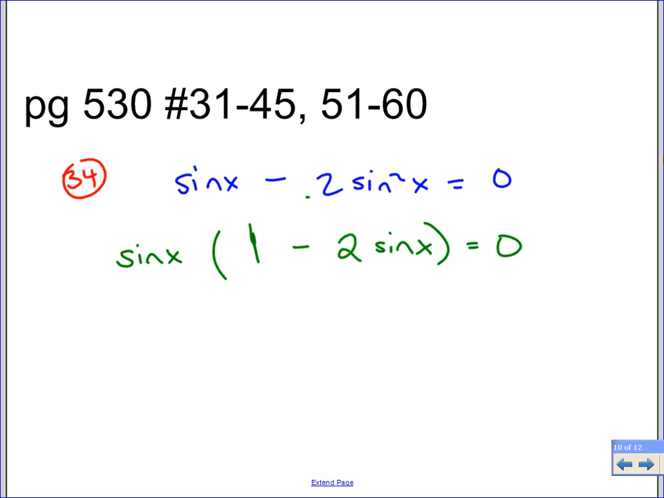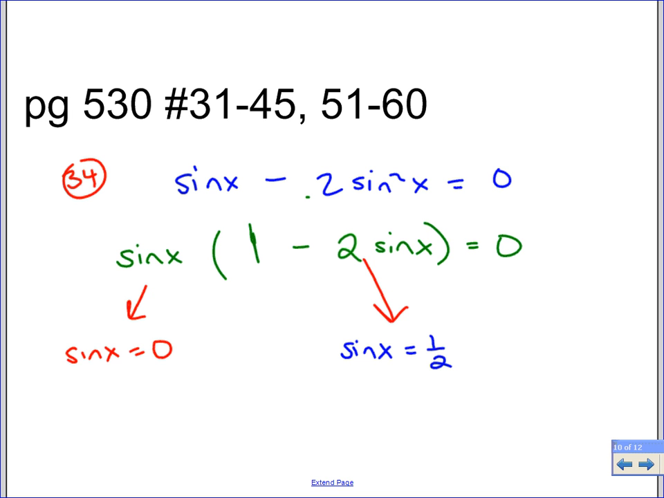Now that it's factored to this point, I'm going to separate. So get one side, factor, separate, and solve. To separate, the sine of x equals 0. And then for this factor here, in my head I'm moving this plus symbol and adding, so it's 1 equals 2 sine of x. So I'm really looking for sine of x being equal to a positive 1/2. You can use some good algebra to solve for that.